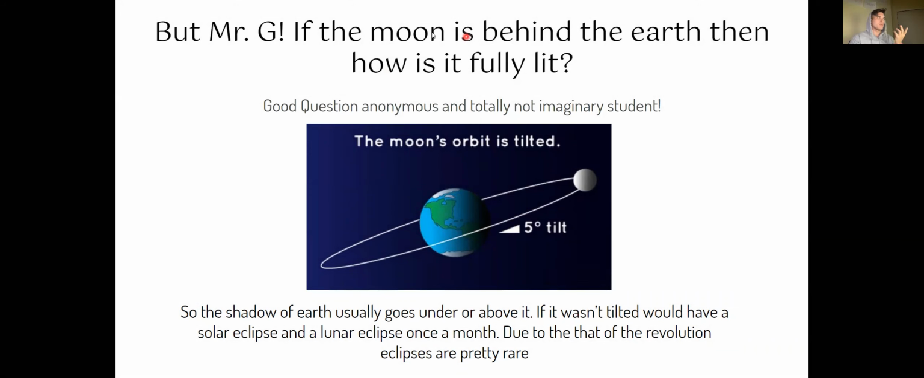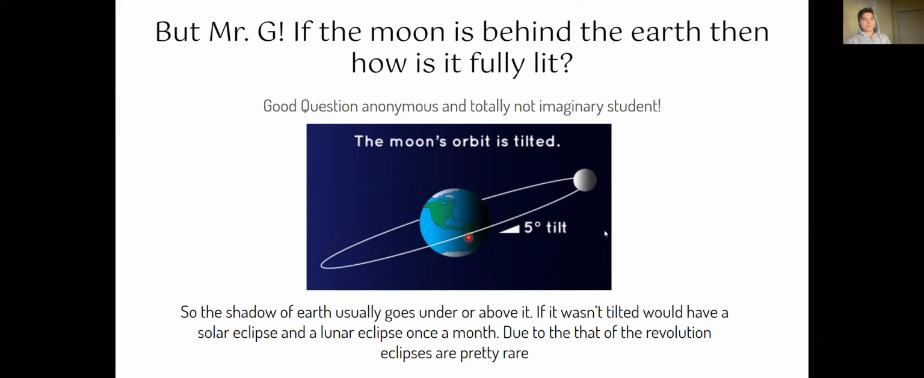But Mr. G, what if the moon is behind the Earth? Then how is it fully lit, like a full moon? The full moon's behind Earth, and how is it fully lit? Good question, totally anonymous stranger imaginary student. The reason we have a full moon, even though the moon is behind us and behind the sun, is because the revolution of the moon is tilted.